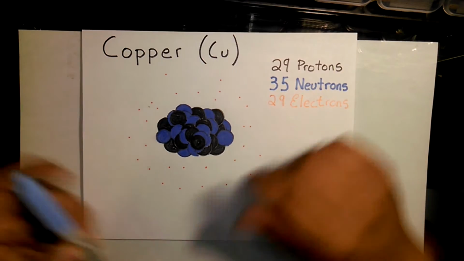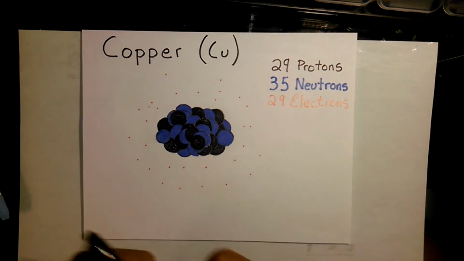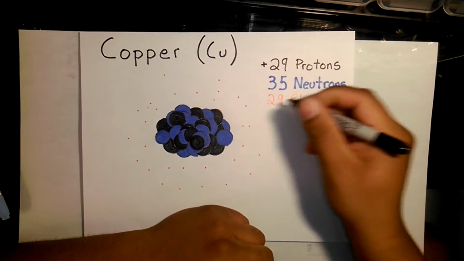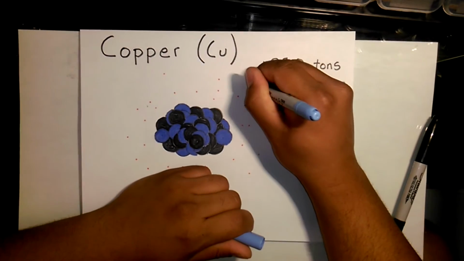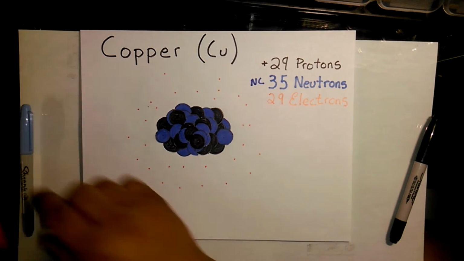Inside the copper atom, the nucleus of the atom, nothing is to scale here by the way, we would have 29 protons, which are positively charged. We have 35 neutrons, which have absolutely no charge at all, so we're going to put NC for no charge. And we have 29 electrons, which have a negative charge.